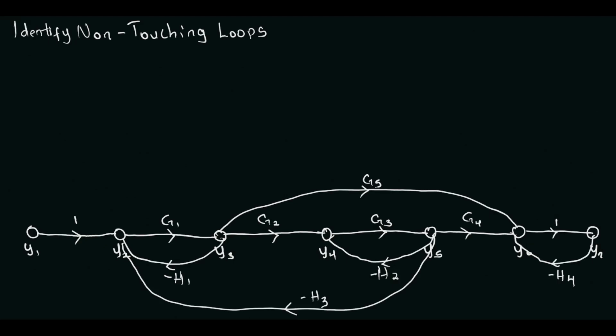Okay. Let me name the loops so that we can follow suit. Yes, this is loop one, this is loop two, this is loop three, and loop four. Okay.